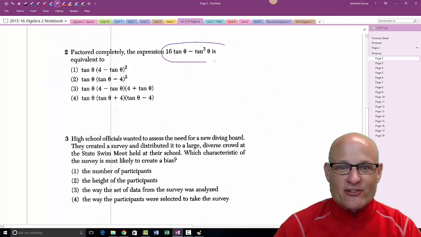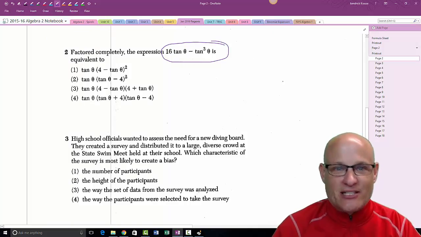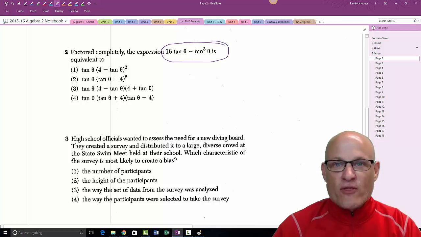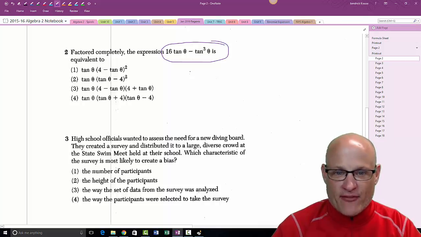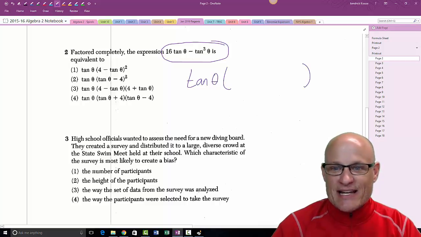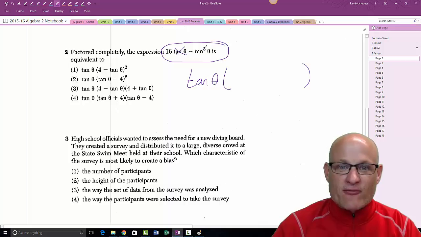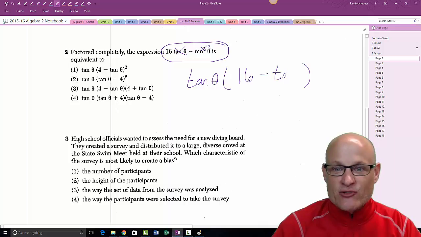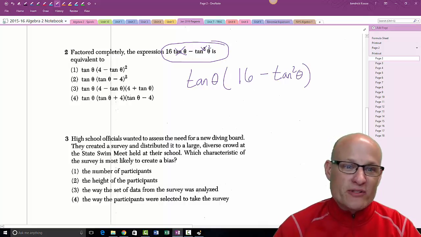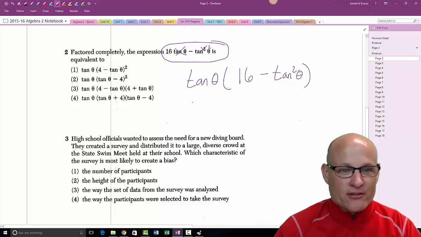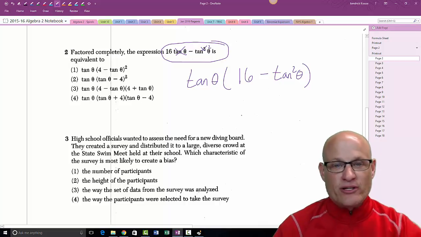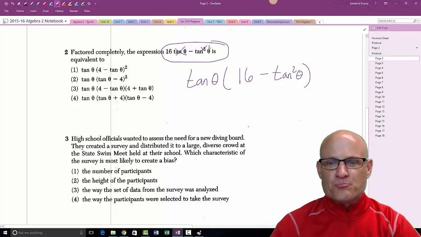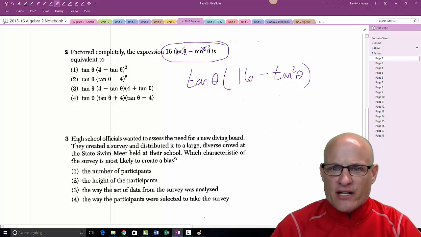Factored completely. This is one of those ones that, if you don't pay attention, you could get wrong. So the first thing you got to do, as always, is take out the GCF. And the GCF in this case is tangent theta. When I take out a tangent theta from this and from this, I'm left with 16 minus tangent squared theta. Well, I hope you did not stop there. Well, actually, they didn't even leave that as an opportunity, but hopefully you didn't stop there. You need to understand that this is the difference of two squares, or the difference of perfect squares.